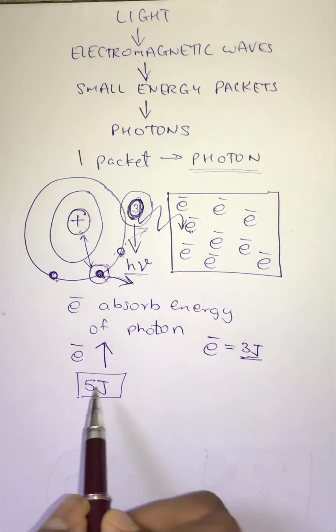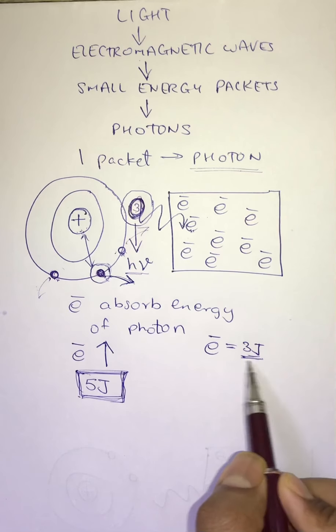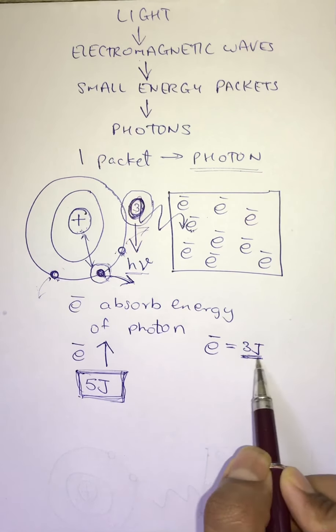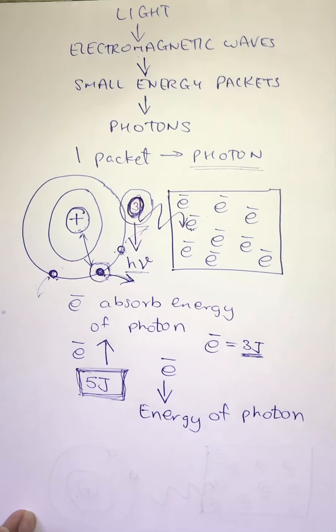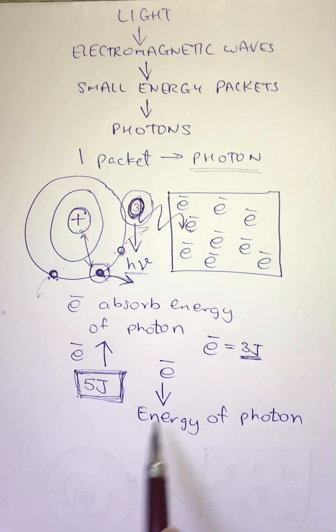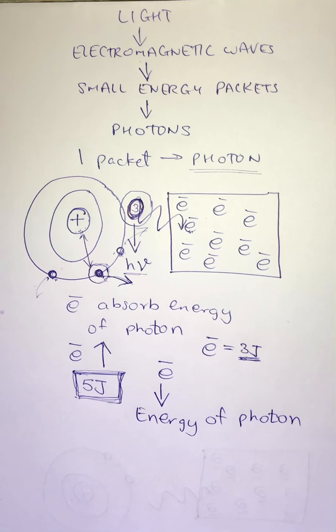If it has 5 joules at least, or more than 5 joules, then only it can overcome the force of attraction and come out of the atom. But these 3 joules is of no use. Therefore, now can I say that the electron completely depends on the energy of photon? Which means that if the energy of photon is greater, then only the electron will be able to come out of the atom. Otherwise, it won't be able to come out of the atom.